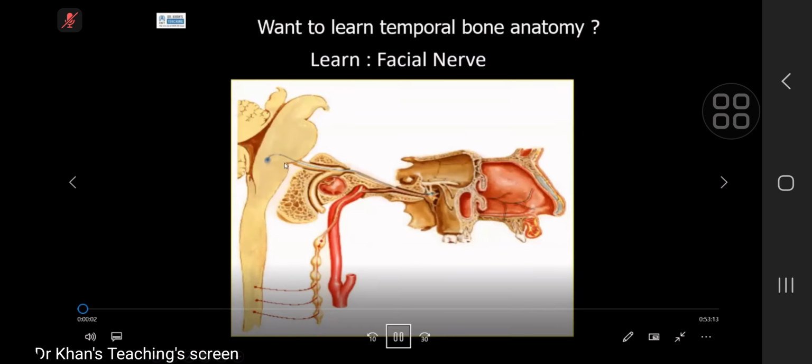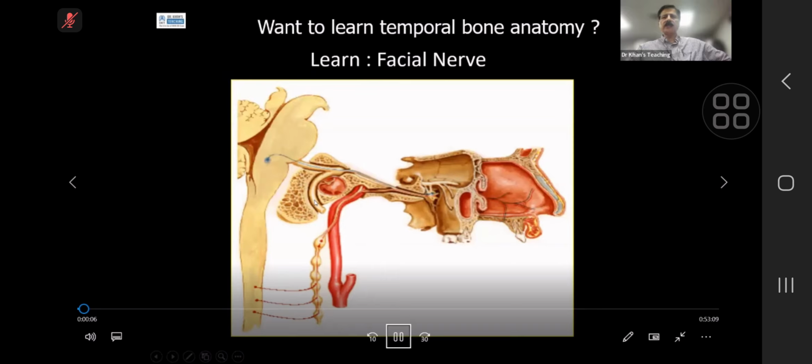Now, if you see here, this is the facial nerve. It's a schematic diagram, but it tells you everything. This is the pons, and this is the facial nerve. It comes out. This portion of the facial nerve passes through the CP system, the cerebropontine angle system. Then it passes into the internal auditory canal and then into the temporal bone.